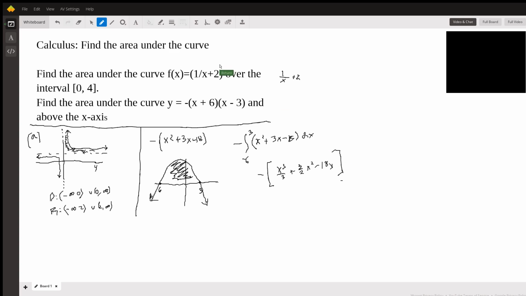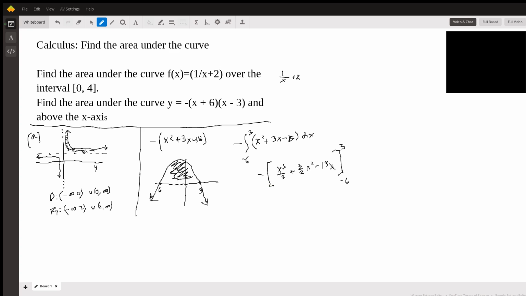Basically, if you don't know how to evaluate this, then you need to go back and take another look at your class notes. But you basically just plug 3 into this expression, and then you subtract what you get when you plug -6 into this expression, and then you're going to take the negative of that whole thing. I don't really even have the screen space for this, so just go ahead and do that. I don't think that's hard.